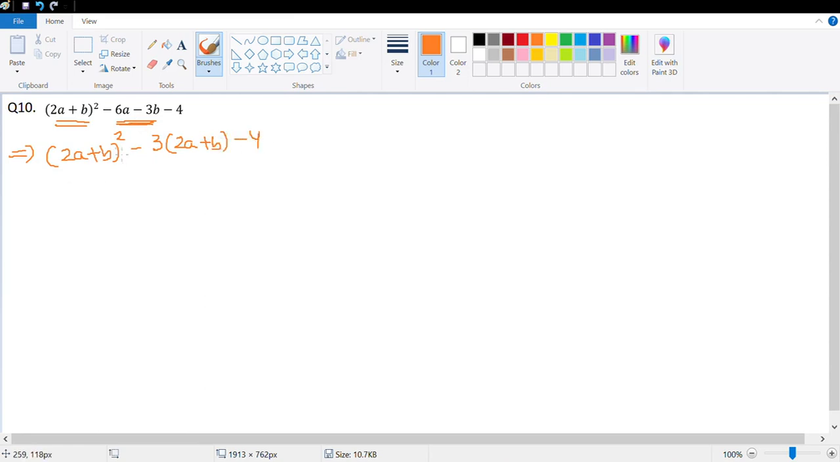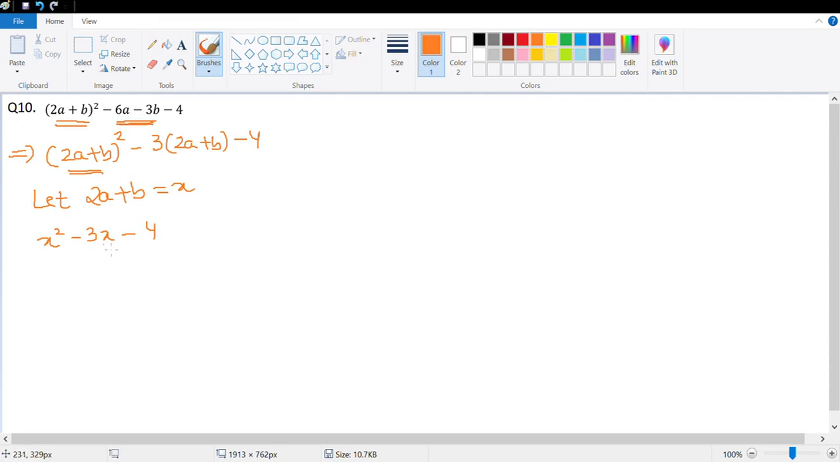Now I notice that if I take 2a plus b as a variable I introduce on my own, so let 2a plus b is equal to x. What I get is x square minus 3x minus 4. Yes, I can work with the 2a plus b as well, but to make my life easy and visually simple, I'm introducing a variable on my own.